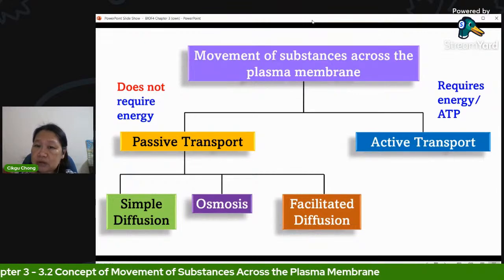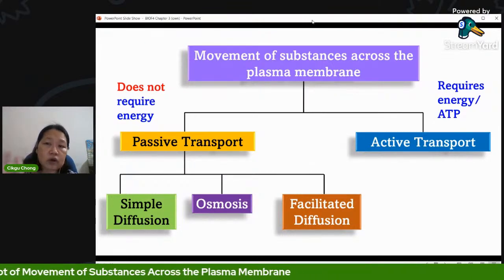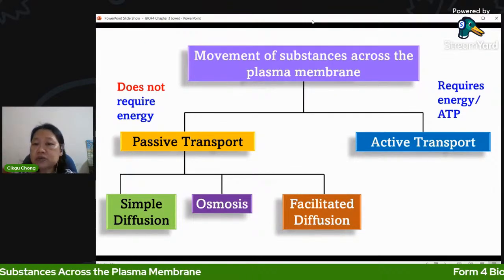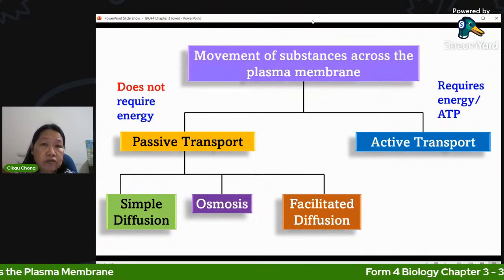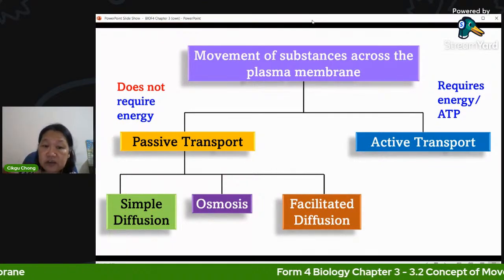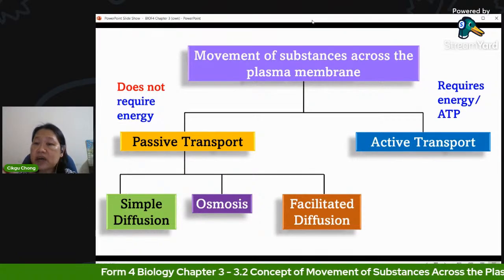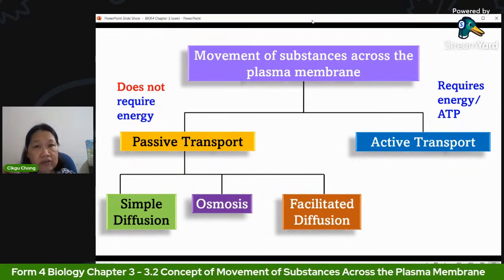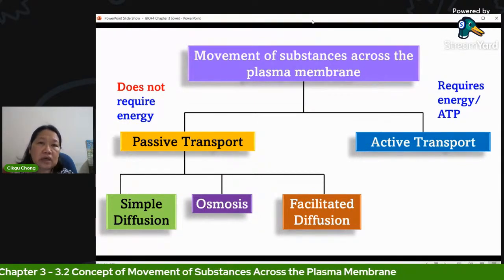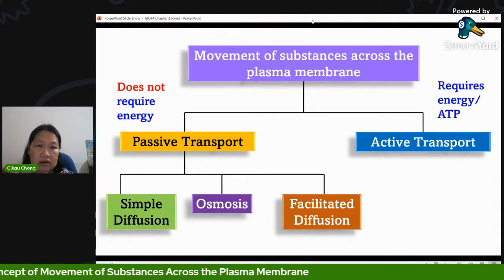Under active transport, there's just one only, and it all requires energy. Okay, and this one also requires the carrier protein. Facilitated diffusion also requires carrier protein, but does not need energy. Active transport requires the carrier protein and also energy. Okay, now let's look at each one.